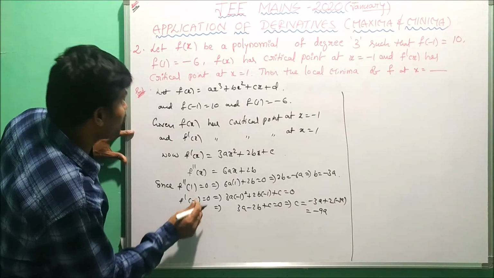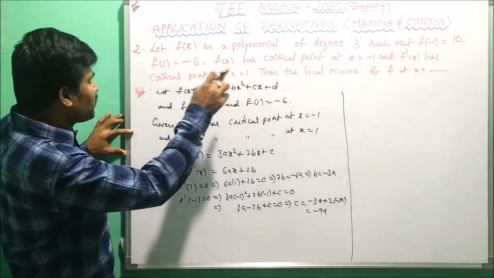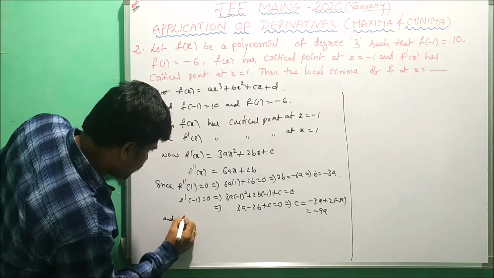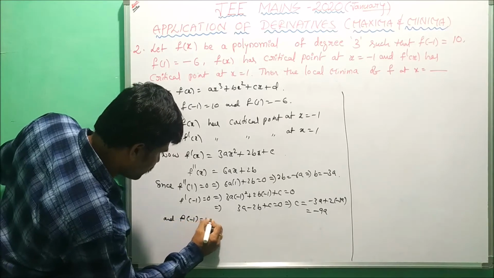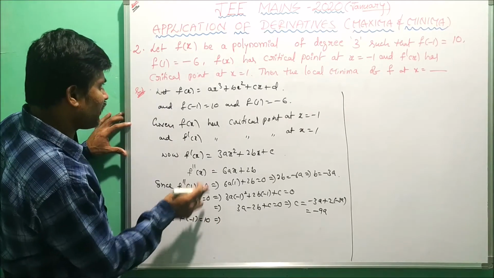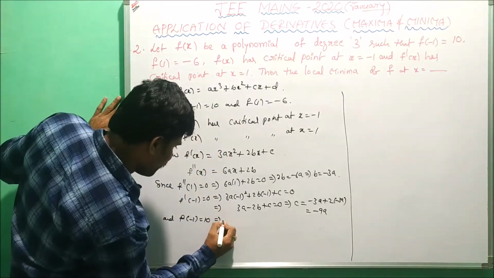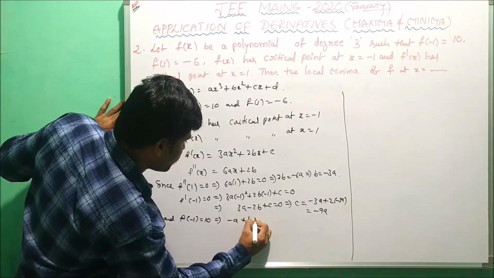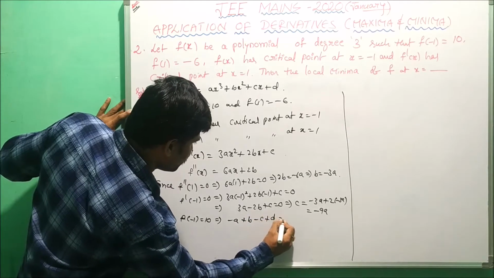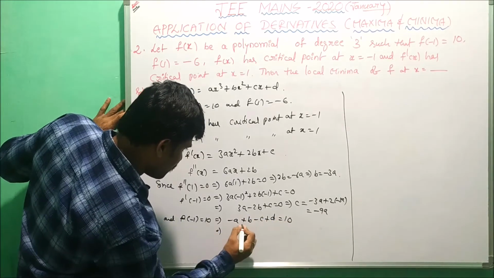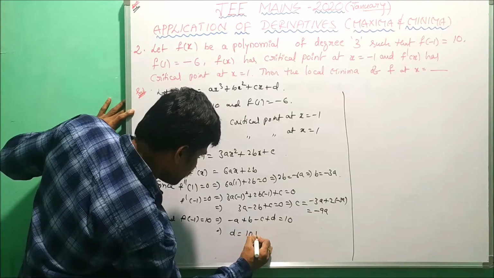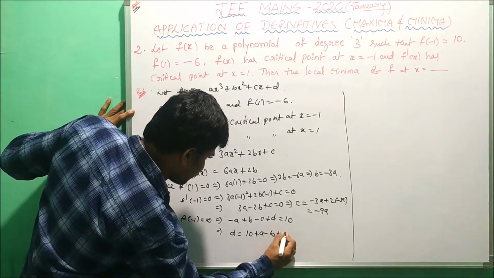Similarly, using f of minus 1 equals 10 and f of 1 equals minus 6. f of minus 1 equals 10 means substitute the value of x in f of x. This is minus a plus b minus c plus d equals 10. Now from this, the value of d equals 10 plus a minus b plus c.